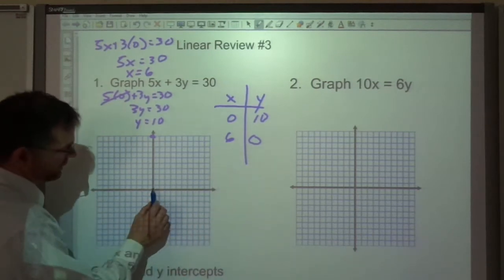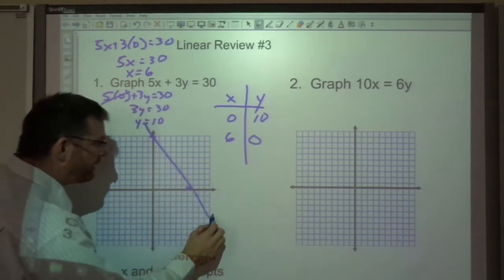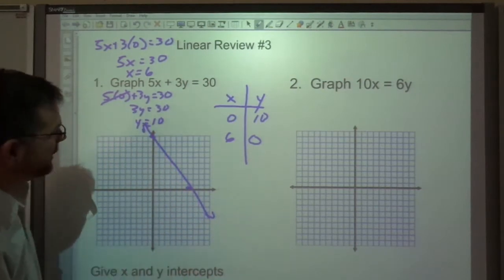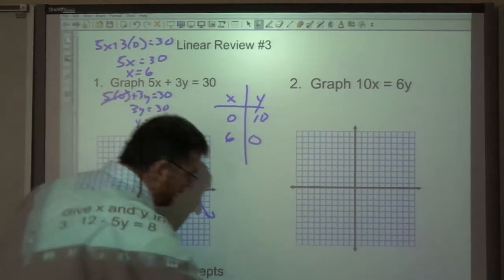So when y is 0, x is 1, 2, 3, 4, 5, 6. There's 2 points. Oops, I can't draw very well. But there's 2 points, and that's enough to make a line. So I think that's the easiest way to do this.